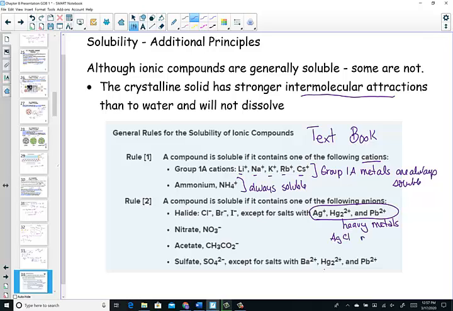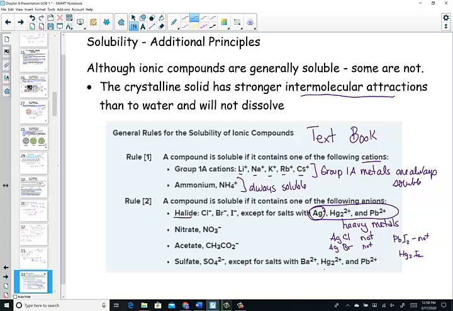Silver chloride, not soluble. Silver bromide, not soluble. See how I'm doing that? Silver is a solubility rule breaker. Lead iodide, not soluble. Mercury 2 iodide, not soluble. So here we're getting an idea that mercury, silver, and lead, those heavy metals, force the precipitation out, force it to be insoluble.